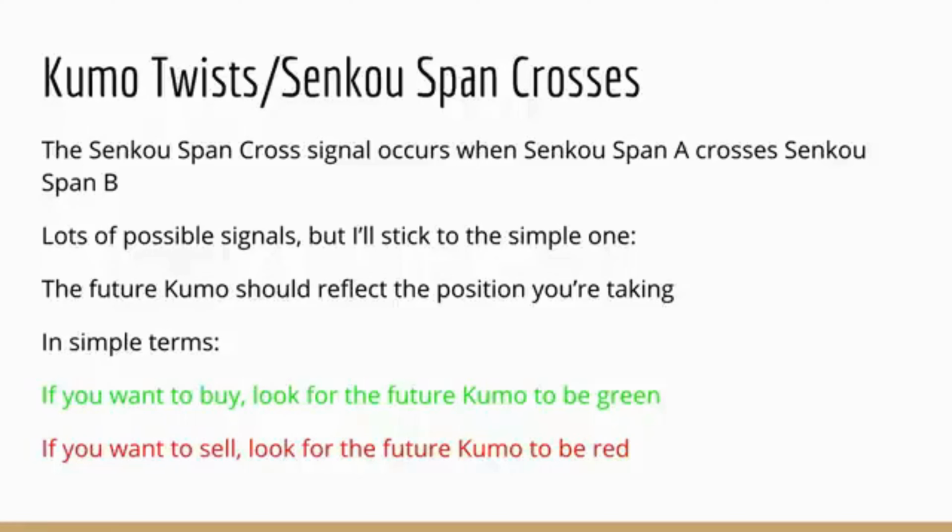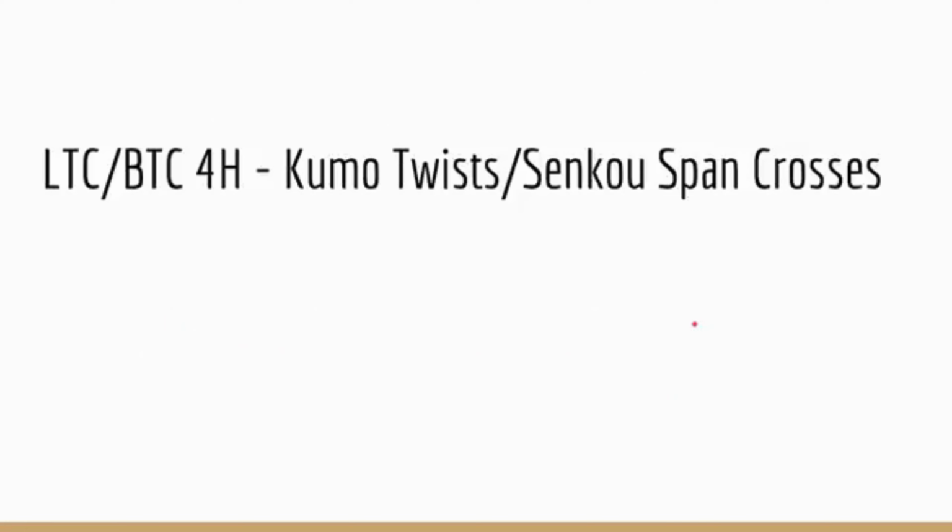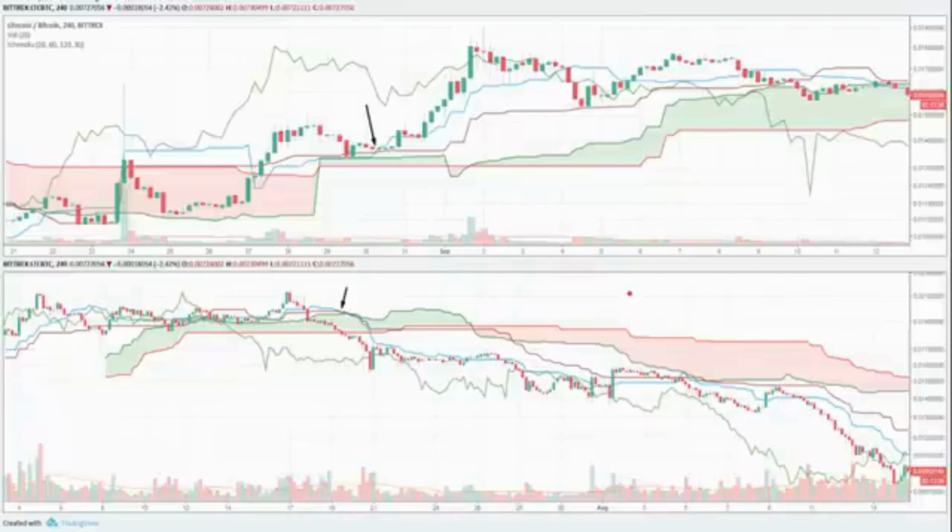And the way you should use it to trade is that the future Kumo, the future cloud, should reflect the position you're taking. So if you want to buy, the future cloud should be green, and if you want to sell, the future cloud should be red. It's fairly simple, hopefully. Here's an example on Litecoin.